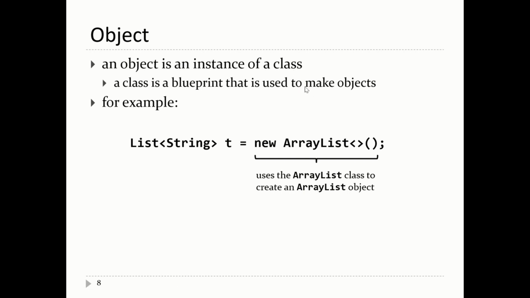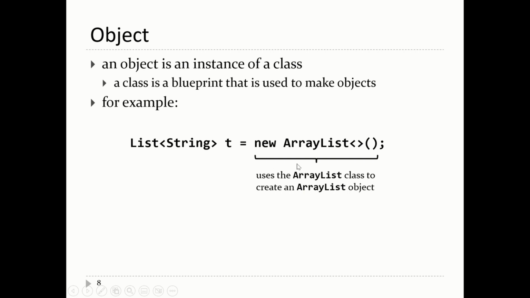Now remember, the class defines what information is in the object and what methods the object has. So to make an object, you can think of taking the class and using it as a blueprint. You just copy the class, and that produces an object. So that's the simplest way to think about it.